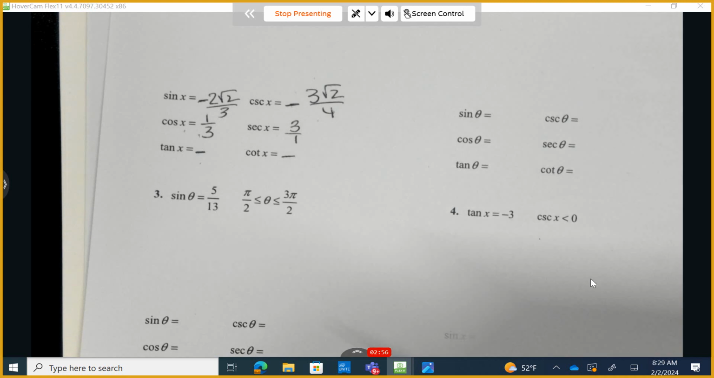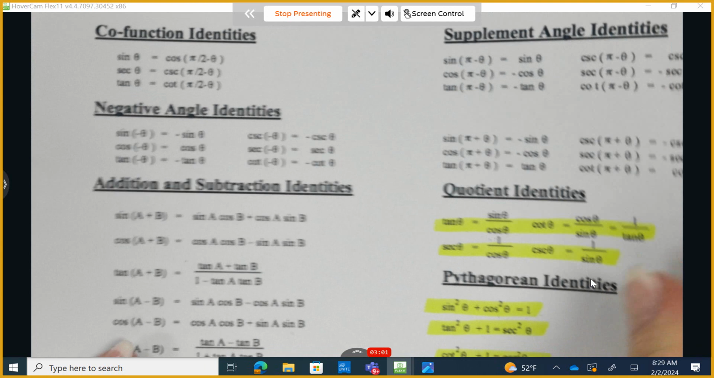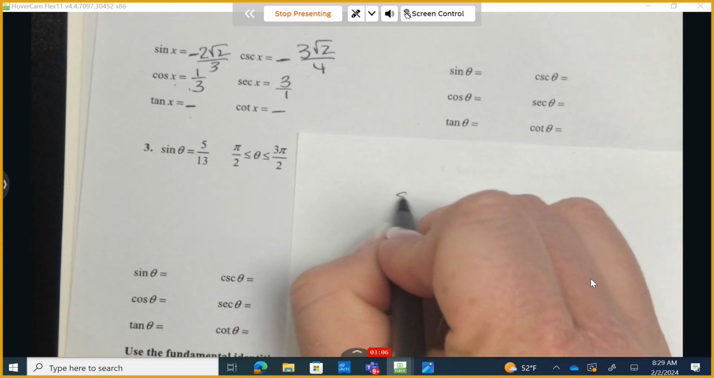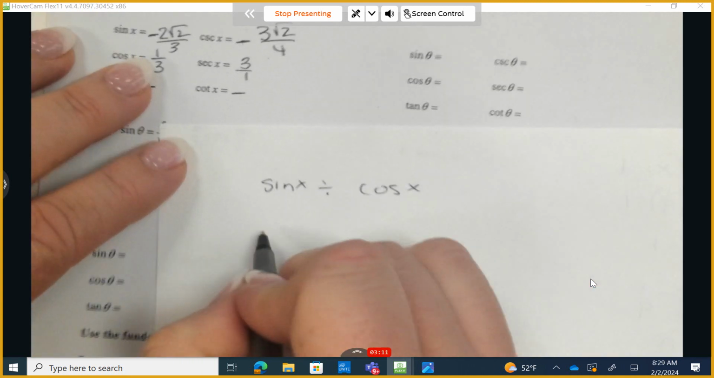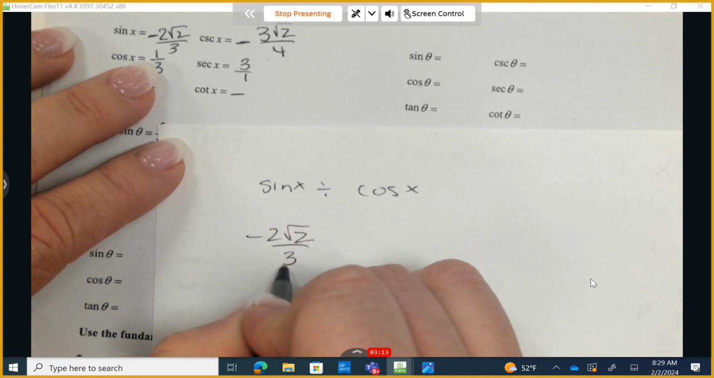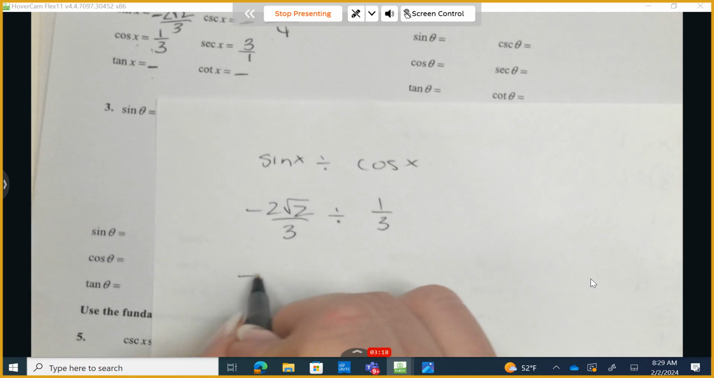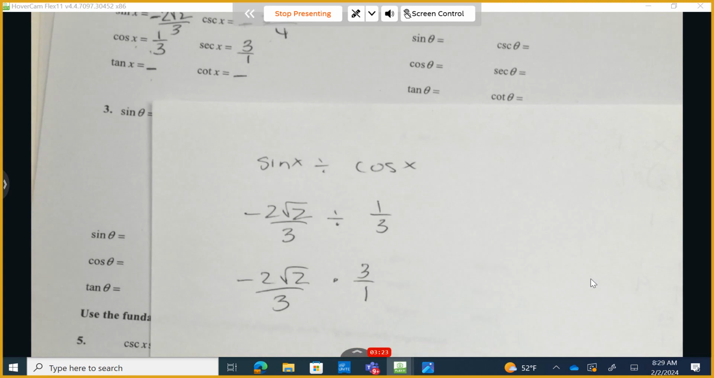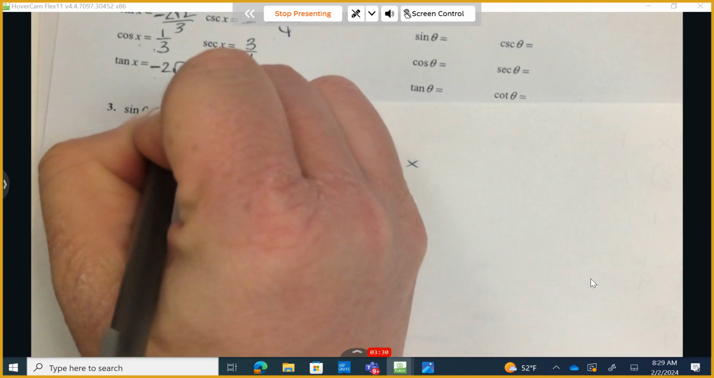Tangent. There's more than one way to do this, but I want to do it the simplest way. Tangent is sine divided by cosine. I know the sine, and I know the cosine. So I'm going to write sine divided by cosine. My sine is negative 2 radical 2 over 3 divided by cosine, which is 1/3. When I divide, I'm going to flip the second fraction and turn it into multiplying. The 3's will be reduced. I end up with negative 2 radical 2 over 1, or simply negative 2 radical 2.